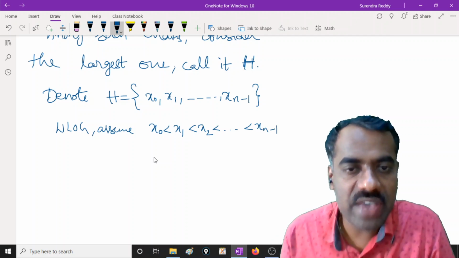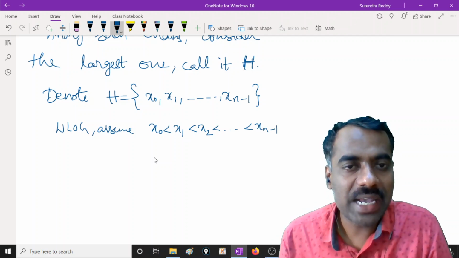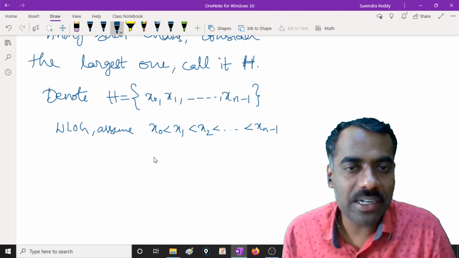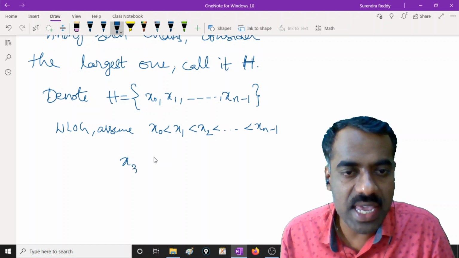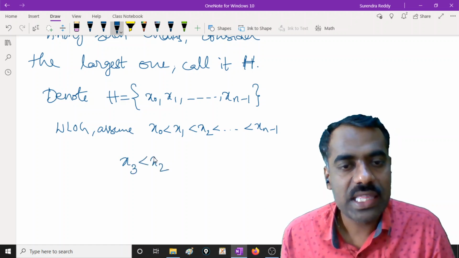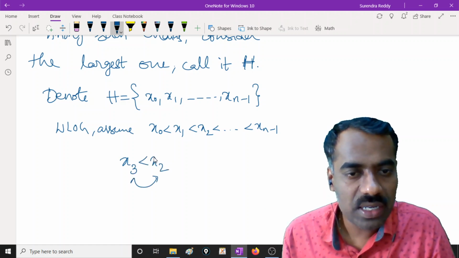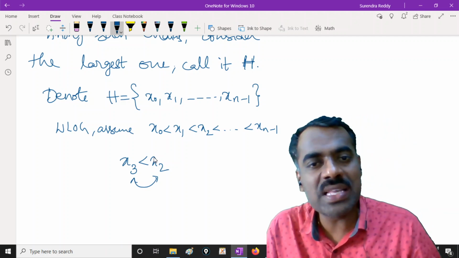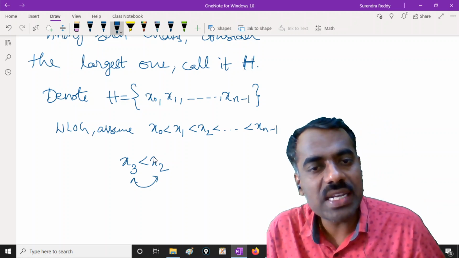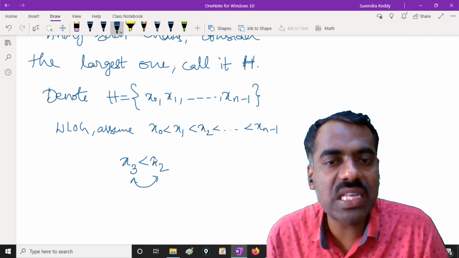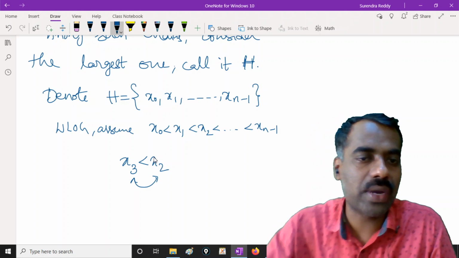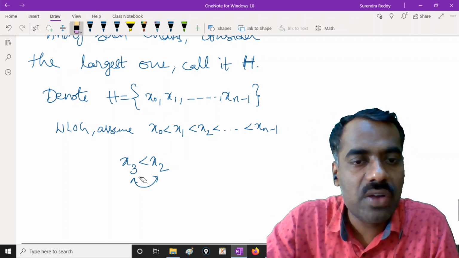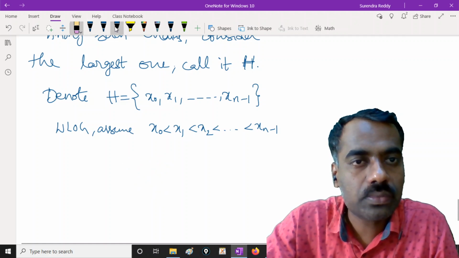Is this clear why we are assuming like this? Because it is a chain, we know that any two elements are comparable. So if suppose x3 and x2 are like this, then you rename this to x2 and this one to x3. Is this clear? So by simply renaming these elements, you can make sure that x naught is less than x1, x1 is less than x2 up to xn minus 1, right? So without losing any information, we can do that. It is possible.